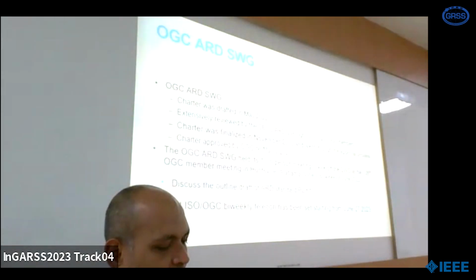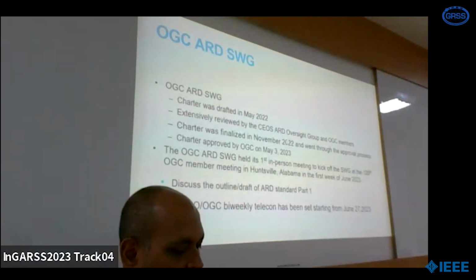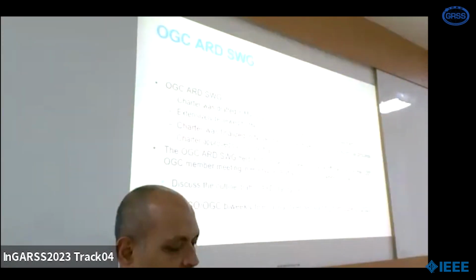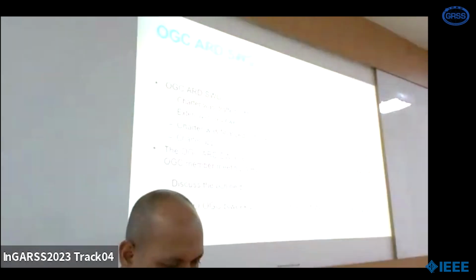The standard working group charter was drafted in May 2022, and the charter was approved by OGC on May 3rd, 2023, after multiple reviews. Then the standard working group held its first in-person meeting to kick off the working group at OGC Huntsville, Alabama, in the first week of June 2023.